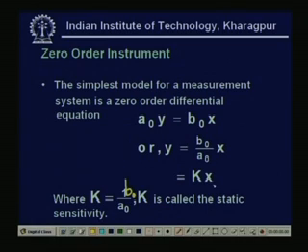Static sensitivity has a lot of influence. You will find the calibration curve of the entire system will depend on the static sensitivity.